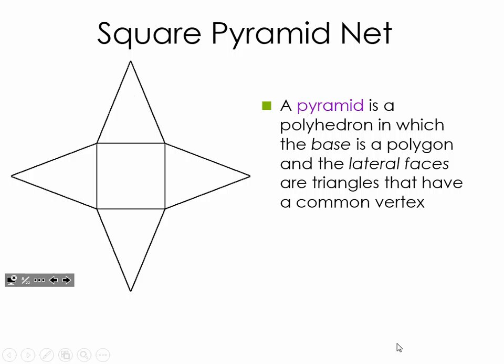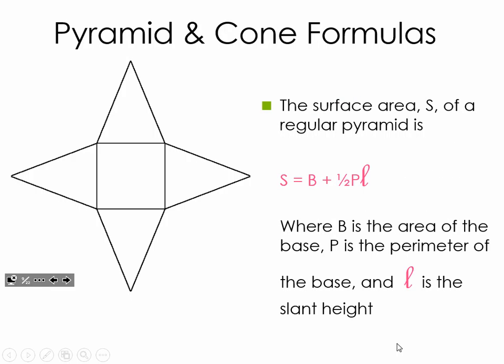Now, this is just a form of definition. A pyramid is a polyhedron in which the base is a polygon and the lateral faces are always triangles. That's what we already talked about. Now, I do need you to write down the formula for surface area.